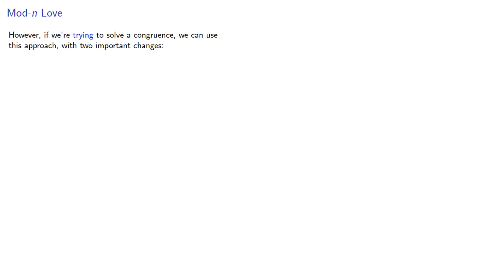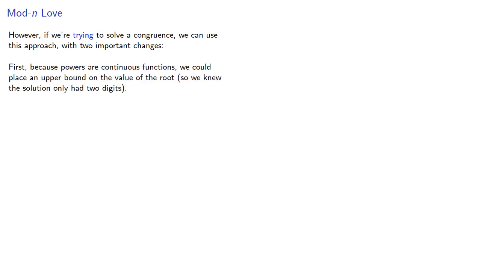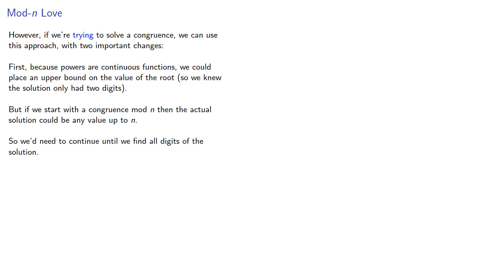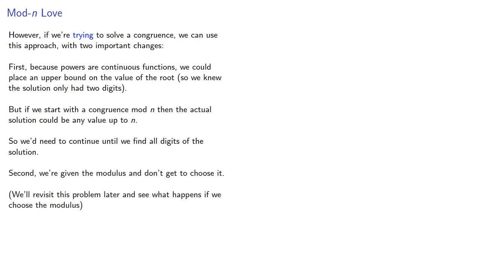However, if we're trying to solve a congruence, we can use this approach with 2 important changes. First, because powers are continuous functions, we could place an upper bound on the value of the root, so we knew that the solution only had 2 digits. But if we actually start with the congruence mod n, the actual solution could be any value up to n. So we need to continue until we found all digits of the solution. Second, we're given the modulus and don't get to choose it.